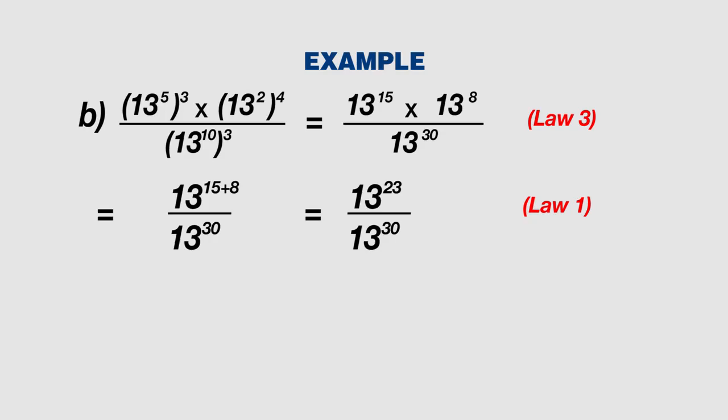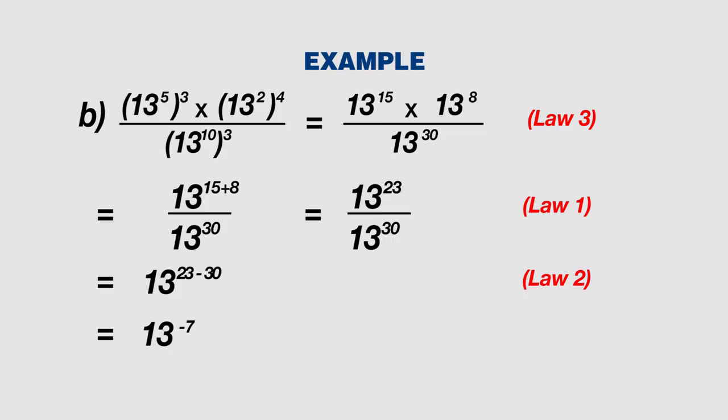Now, using the division law, we will subtract the powers. So we get 13 raised to the power 23 minus 30. And our final answer is 13 raised to the power negative 7. But we don't want to leave our answer with a negative exponent. So can you remember how we change that?